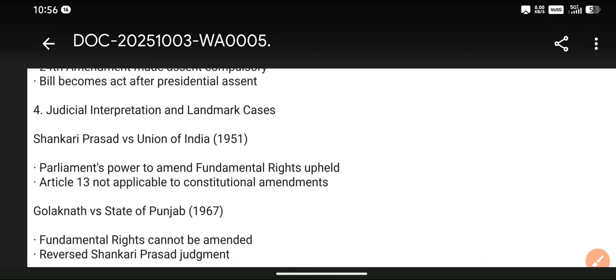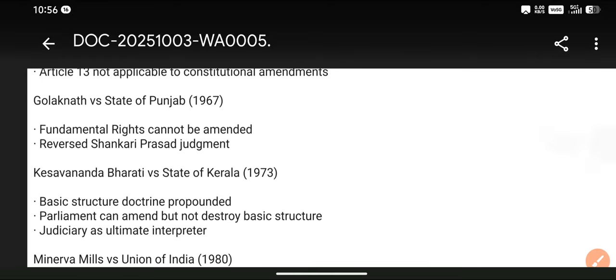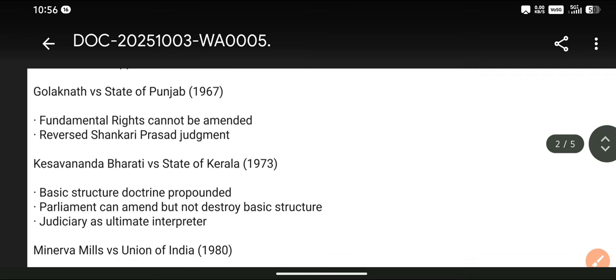Shankari Prasad vs. Union of India 1951. Parliament's power to amend fundamental rights upheld. Article 13 not applicable to constitutional amendments. Golak Nath vs. State of Punjab 1967. Fundamental rights cannot be amended.